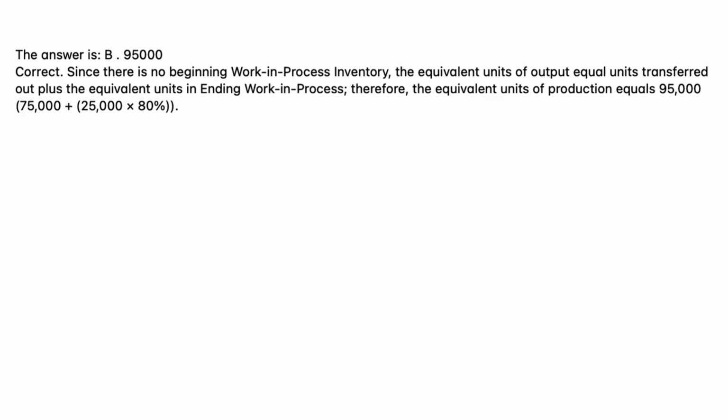The answer is B. 95,000. Correct. Since there is no beginning work-in-process inventory, the equivalent units of output equal units transferred out plus the equivalent units in ending work-in-process. Therefore, the equivalent units of production equals 95,000, 75,000 plus 25,000 times 80%.